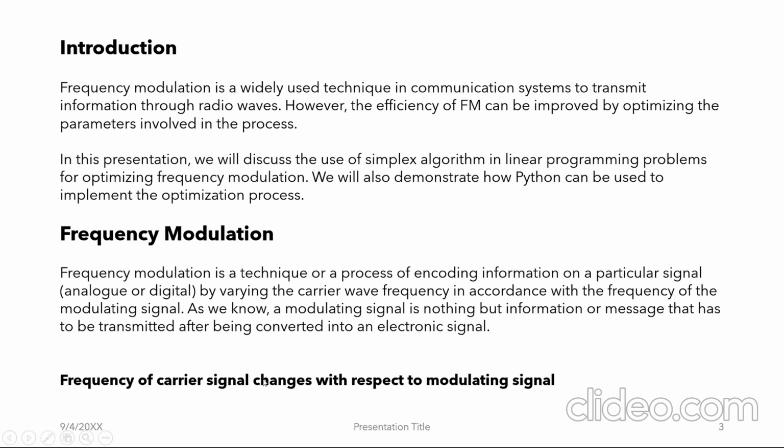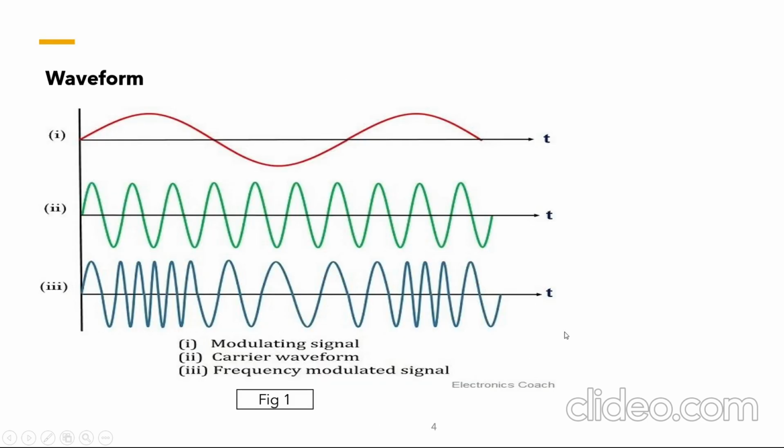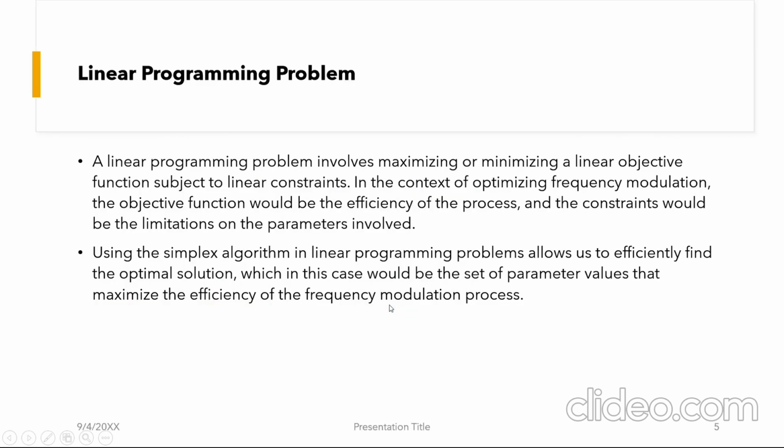Frequency modulation is nothing but the frequency of the carrier signal changing with respect to the modulating signal. In this slide, we can see that the frequency of the carrier waveform is being changed with respect to the modulating signal, and the third figure shows the frequency modulated signal.